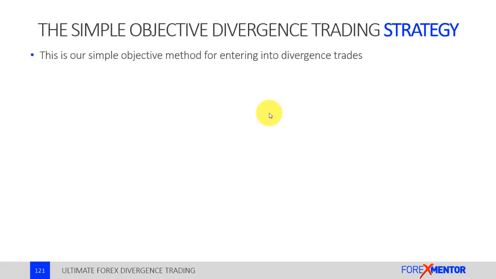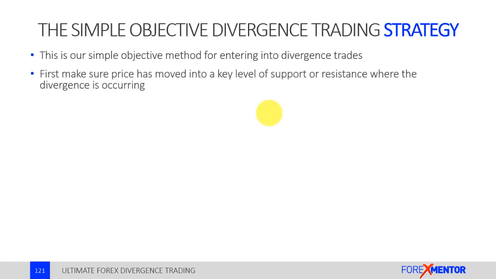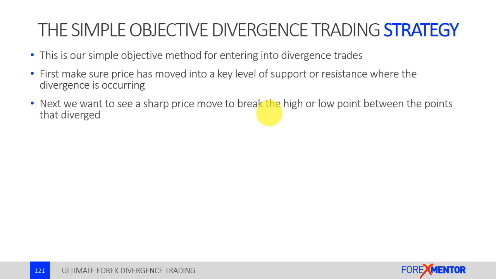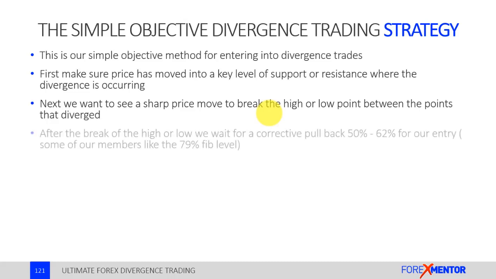Now, this is our simple objective method for entering into divergence trades. The very first thing we want to do is make sure price has moved into a key level of support or resistance where the divergence is occurring. This pretty much goes for any strategy we're going to trade. Next, we want to see a sharp price move to break the high or the low point between the points that diverged. And this is where I may differ from some others. Okay, we want to see that sharp price move. We want it to be one cycle. Okay, and we want it to break the high or the low between the points that diverged.